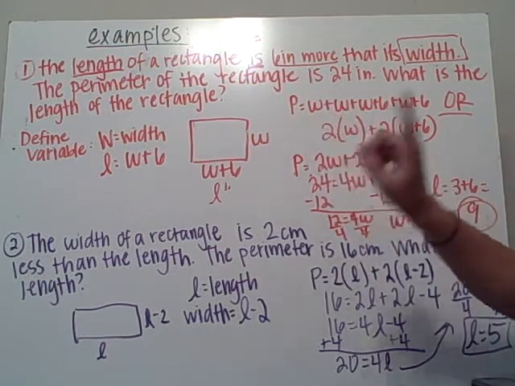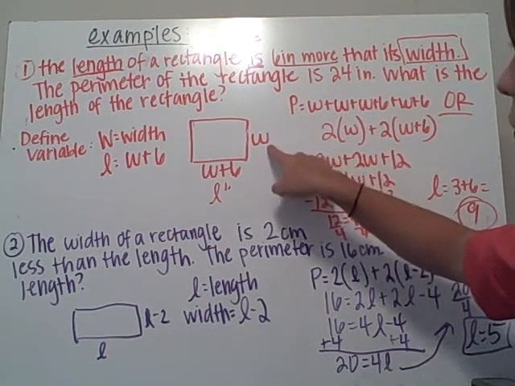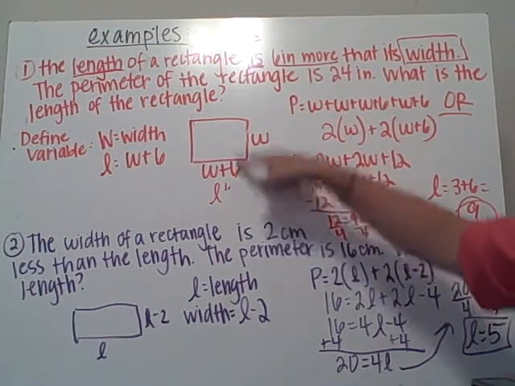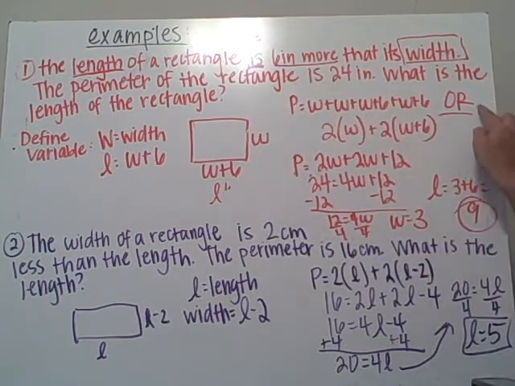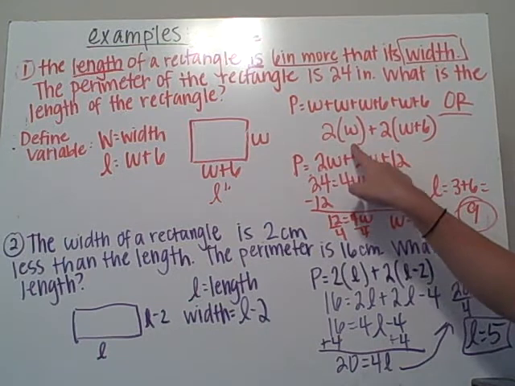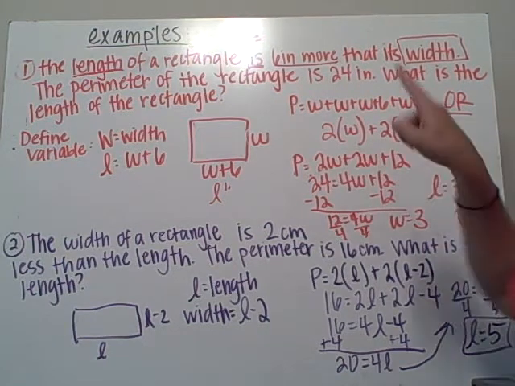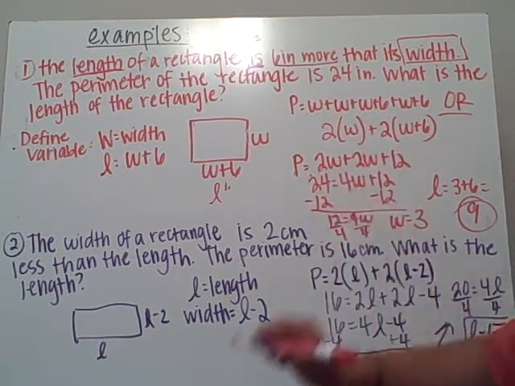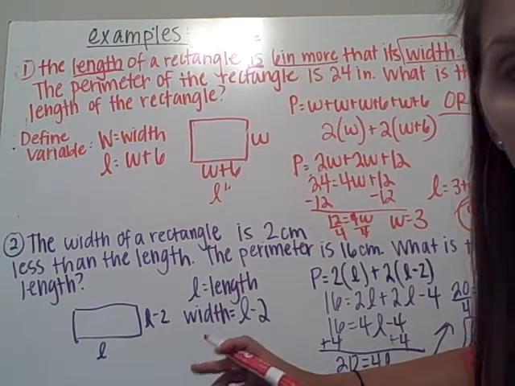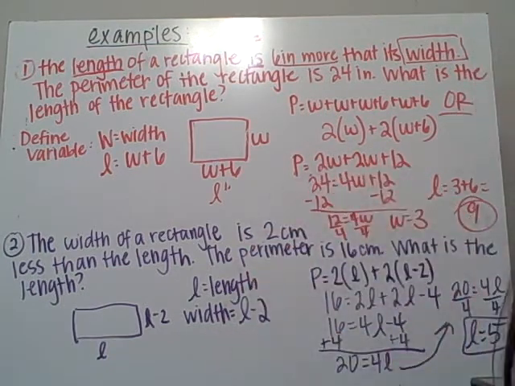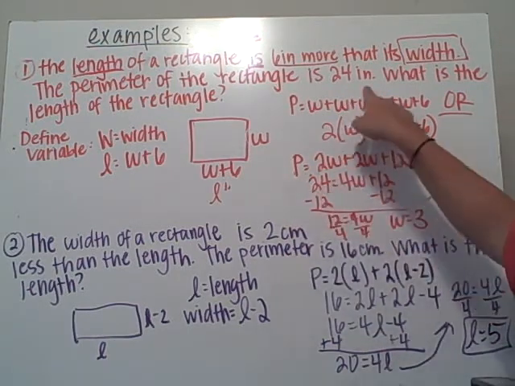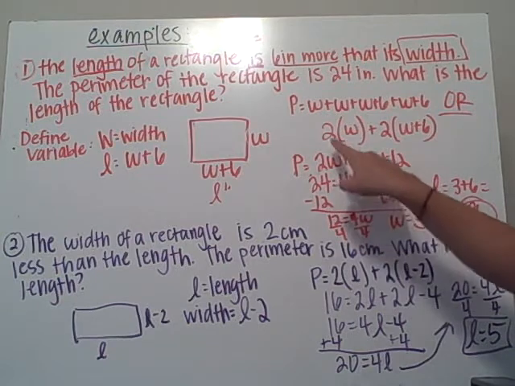We can do it in 2 ways. The width plus the other side width plus W plus 6 plus W plus 6. Or 2 times the width plus 2 times the length, and the length is represented by W plus 6. Either way, you are going to get the same answer. Now we have a multi-step equation to solve. You know that our perimeter is 24 because it told us in the problem.